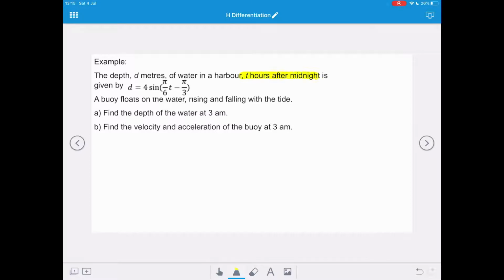So we want to find the depth of the water at 3 a.m. and it's t hours after midnight. So that means that t equals 3. And we're going to substitute that into our expression for the depth. So d of 3 is going to equal 4 multiplied by sine of pi over 6 multiplied by 3, take away pi over 3.